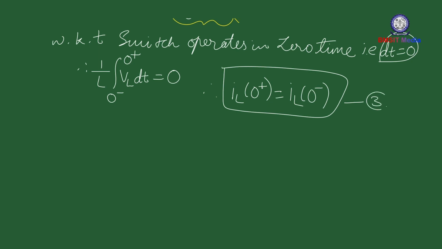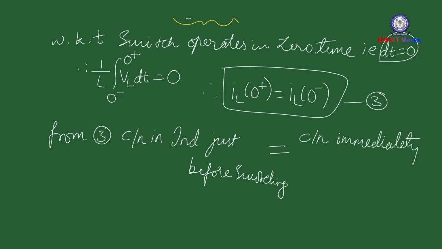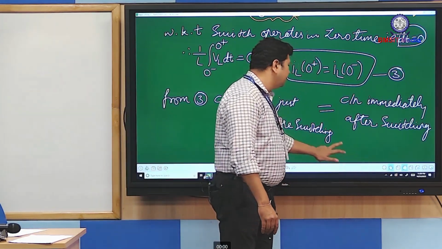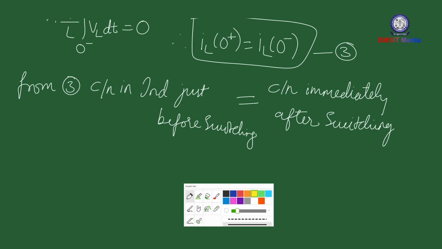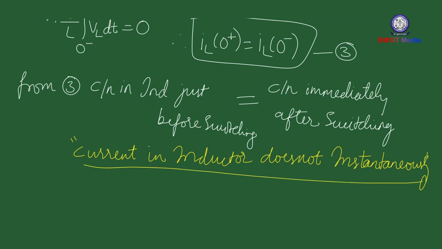So this equation, I can take as equation 3. From 3, the current in the inductor just before switching is equal to the current immediately after switching. So with this, what I can conclude is that the current in an inductor does not change instantaneously. This is an important expression.